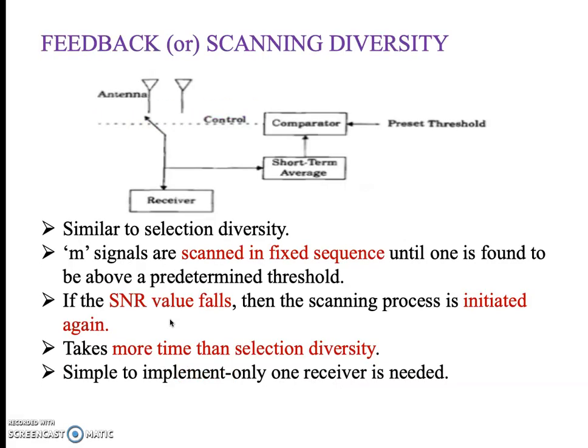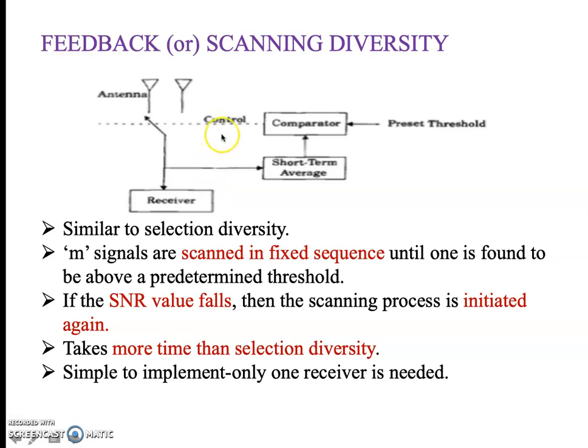And the next one is feedback or scanning diversity. This is somewhat similar to selection diversity, but here the signals are scanned in a fixed sequence, whereas in selection diversity, the signals are scanned simultaneously. Here, the signals are scanned in a fixed sequence.